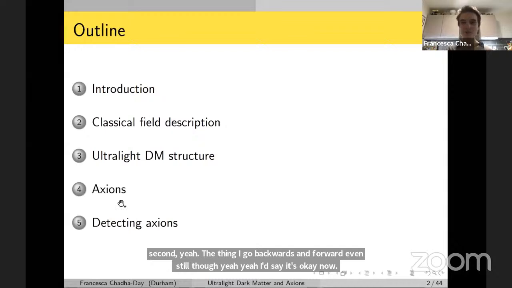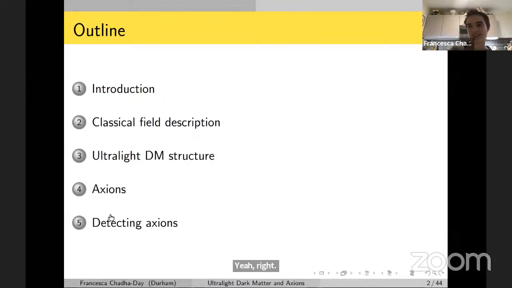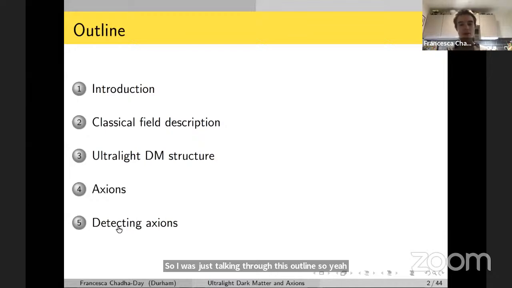Thanks. So I was just talking through this outline. Hopefully that was still clear. Then I'm going to go on to talk about axions, which are one very popular candidate for ultralight dark matter. And then I'm going to talk a bit about how we might detect axions using various different experiments and astrophysical techniques.